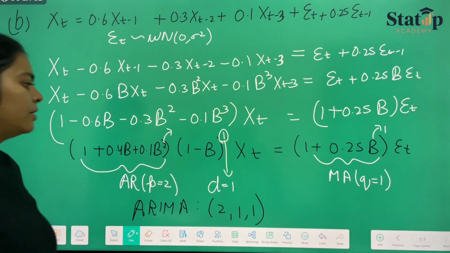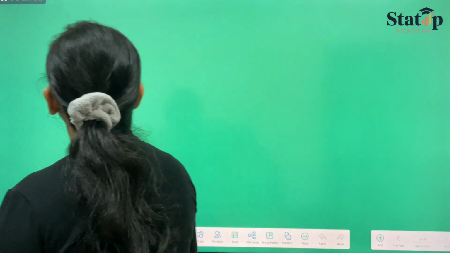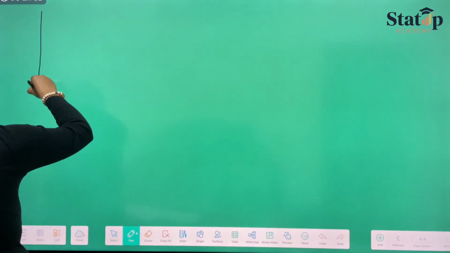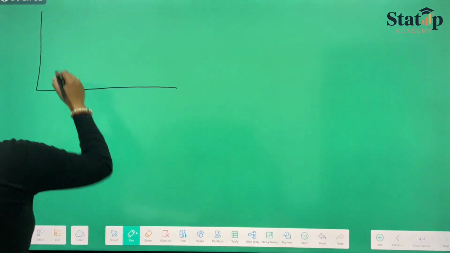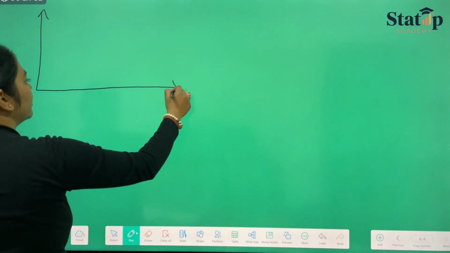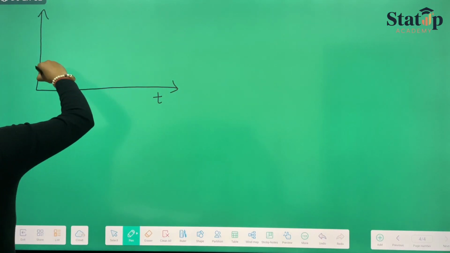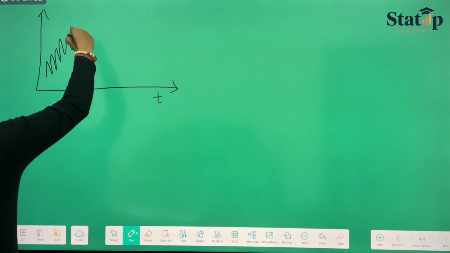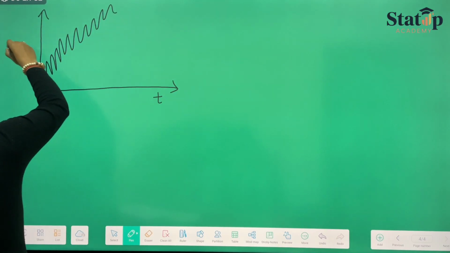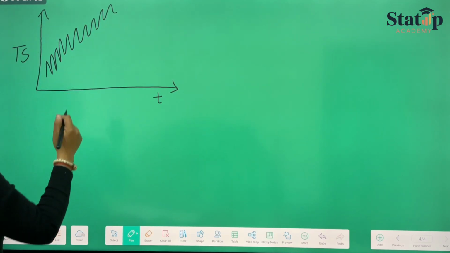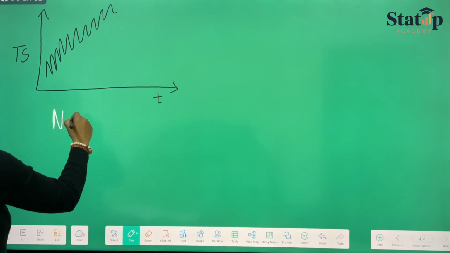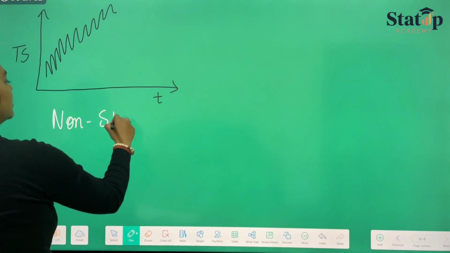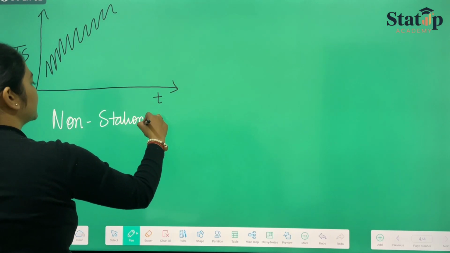One more thing we can do: if we have been given a graph of some commodity, the graph says that with time the value of the time series goes like this. So by seeing it only we can say that this is a non-stationary time series.